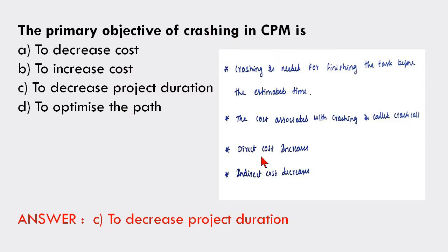Okay, so I have given some important points related to the crashing concept. Crashing is needed for finishing the task before the estimated time. So for the project completion time, we have to complete the task before the estimated time. The cost associated with the crashing is called crash cost. Because of crashing, direct cost increases and indirect cost decreases. Indirect cost decreases because the project time decreases, right?